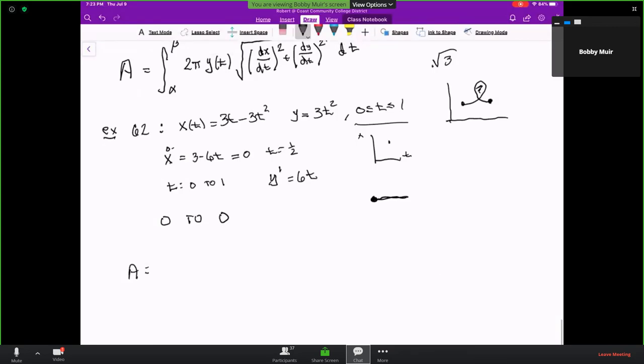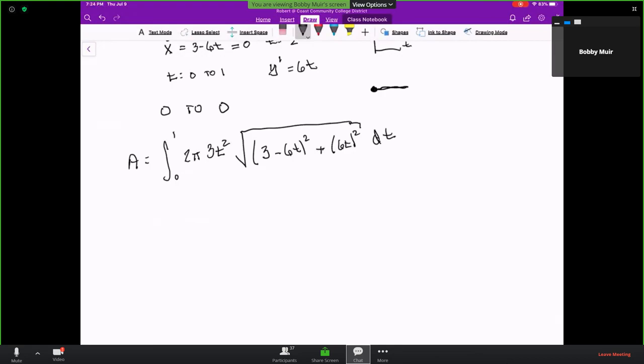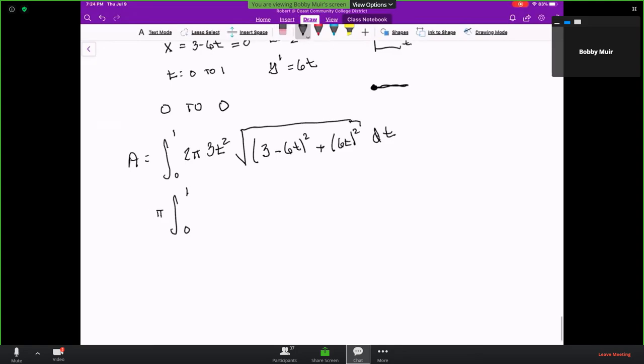our area is going to be the integral 0 to 1, 2 pi times the 3t squared times the derivative here. So that's going to be 3 minus 6t squared plus 6t squared dt. Now let's put the 2 pi outside. Actually, I'm going to put 6 pi outside, and then just have the t squared.